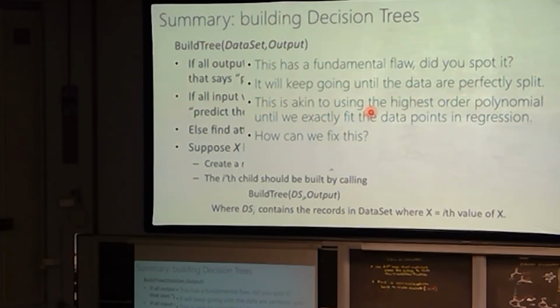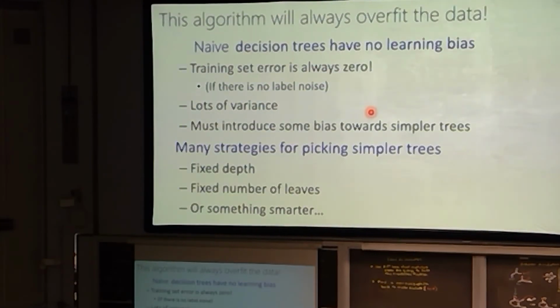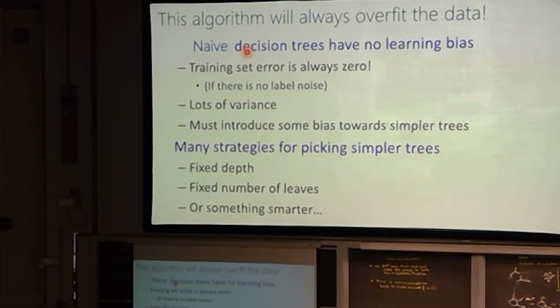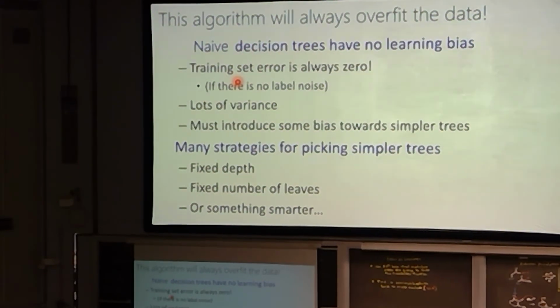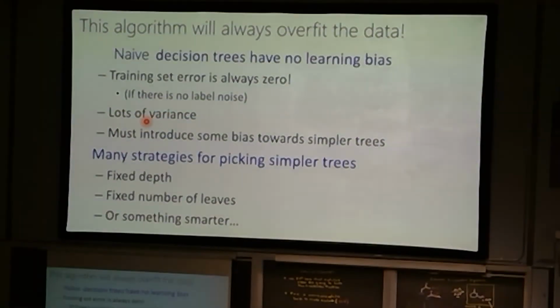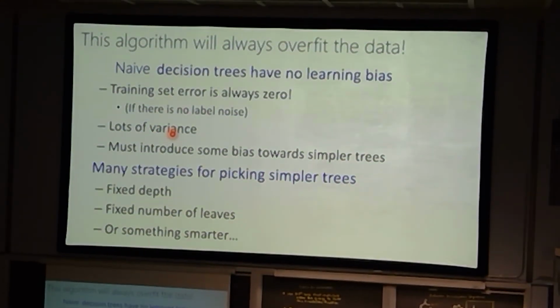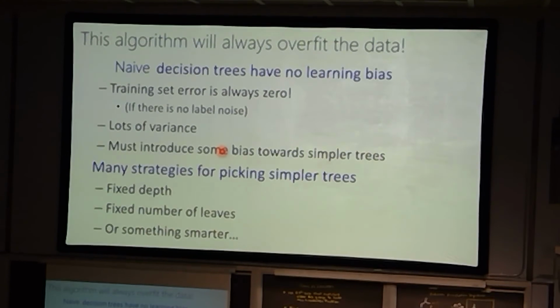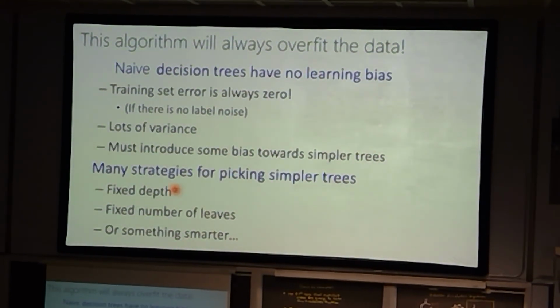And so the question is, how can we fix this with decision trees? These naive decision trees, I also grabbed this from somewhere. It's really interesting because they said standard decision trees, but these are not standard. No one would do what I just said, right? So it's not standard, it's a naive decision tree. The training set error is always 0, and it's going to have lots of variance because of the bias variance trade-off. And so what you need to do is somehow introduce a bias towards simpler trees. There are some common ways people do that.